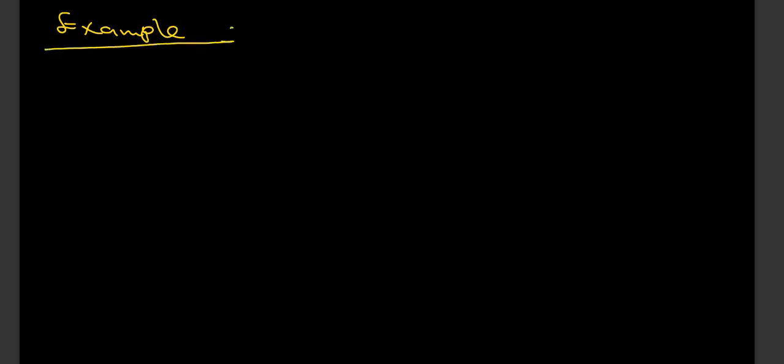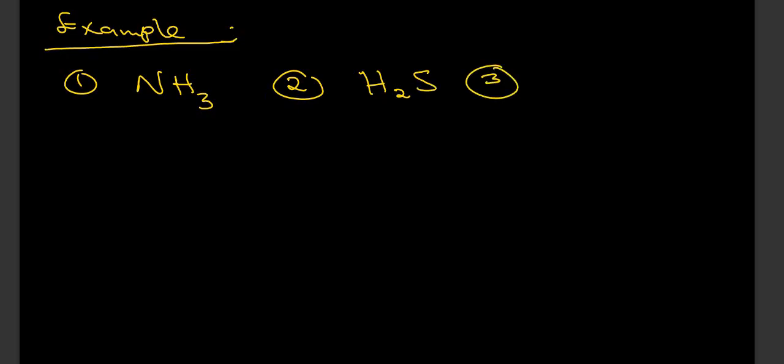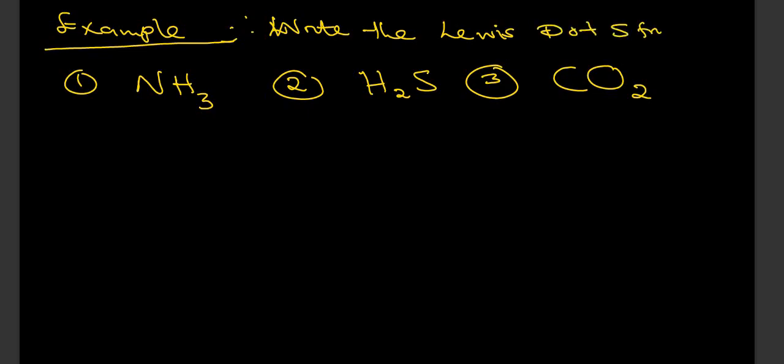So if I ask you to write the Lewis dot structures of, let's say, molecules, I write here ammonia. Then let's say we have hydrogen sulfide, something you are familiar with. The question is to write the Lewis dot structure.